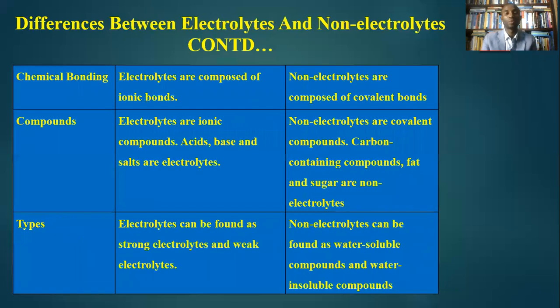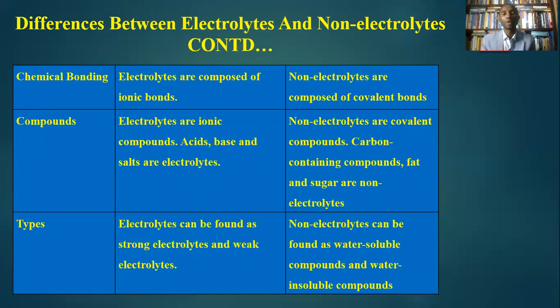You can still compare them with regard to their chemical bonding. I stated before that electrolytes are composed of ionic bonds, while non-electrolytes are composed of covalent bonds. But in terms of compounds, electrolytes are ionic compounds. The acids, the bases, and the salts, these are electrolytes.